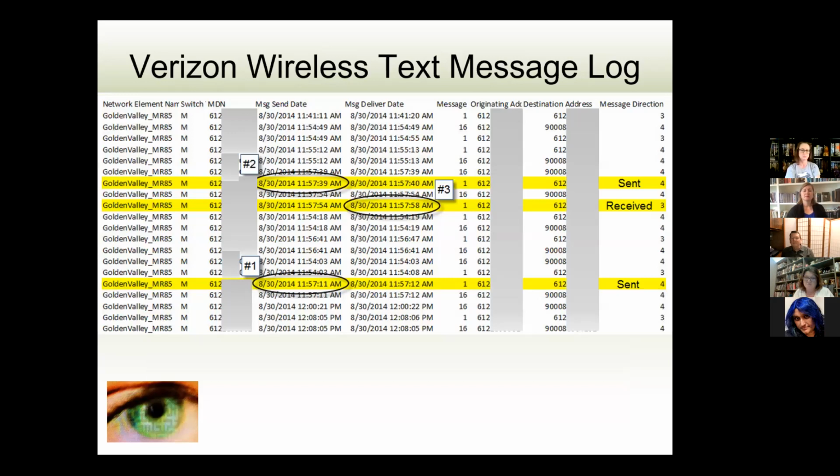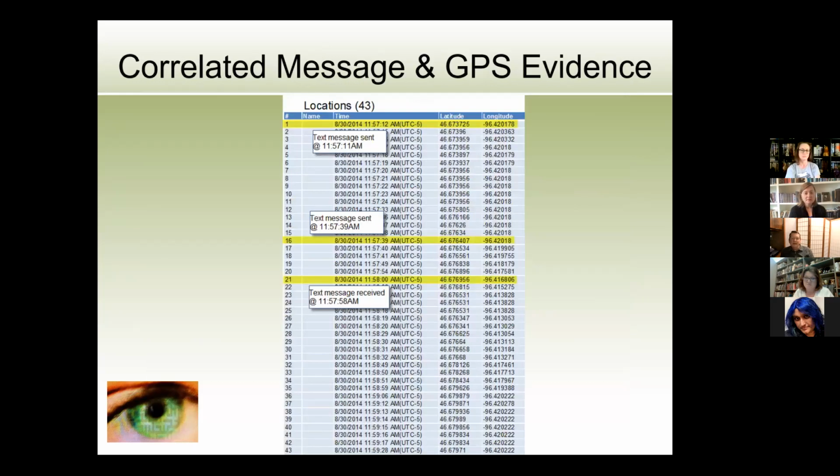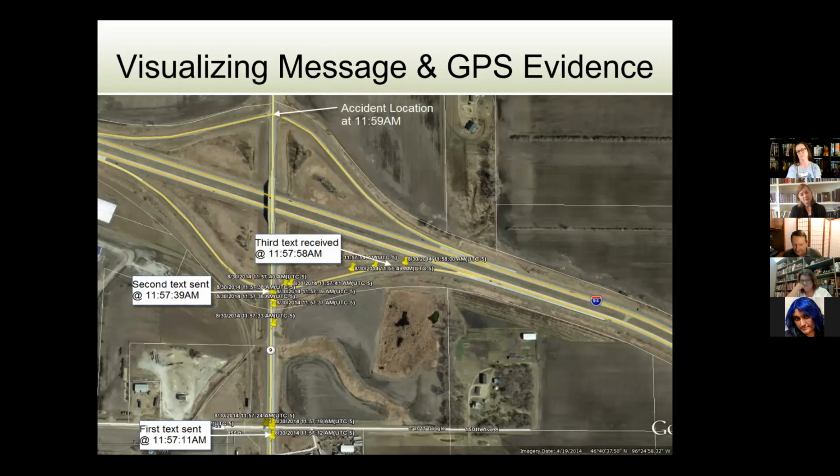So we went to the Verizon records, and we got the last 3 texts that she sent. Two were sent and one received. The last one was the received one. And then we went to the GPS from her GPS unit, and we correlated the latitude, longitude location with the time from Verizon. We put that together, and we generated this demonstrative exhibit, which showed where she was when she sent 2 texts.